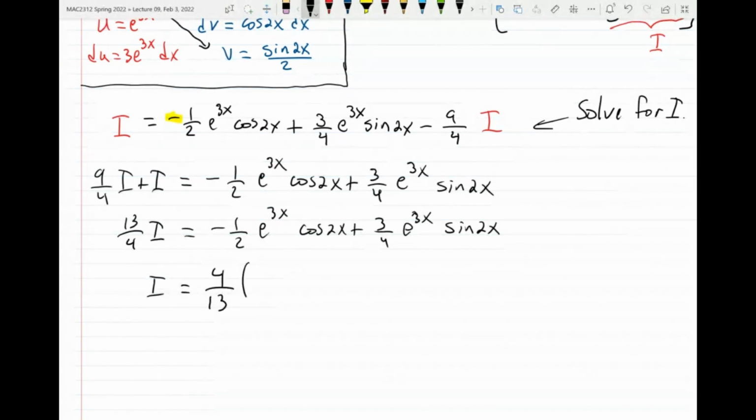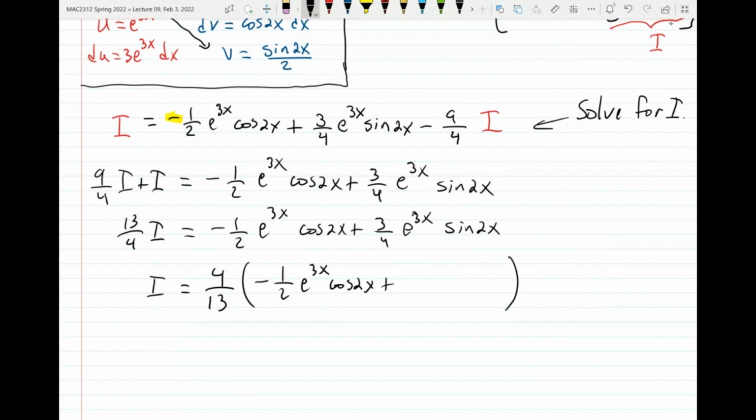So, times this. And now remember that we are calculating an integral. So what do we need to write at the end of our integral? What do we write at the end of the answer? Plus C. Very good. Don't forget that.